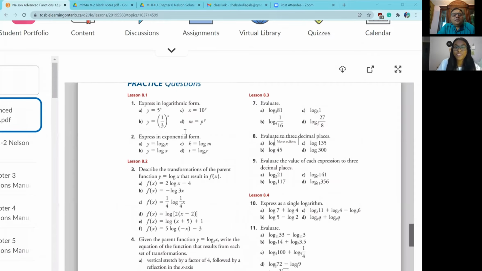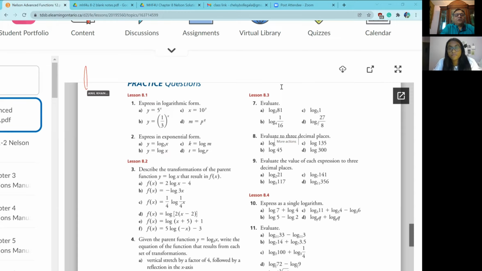Okay, 8.1, express in logarithmic form. y equals 5 to the power of x. How will you express? Tell me. Just log 5 to the power of y. So base is 5, right? So base will remain as 5, correct? So you could do like this. You can take base as 5.